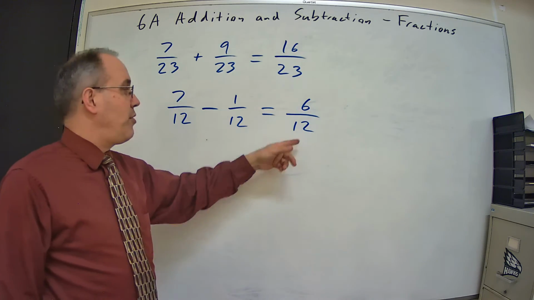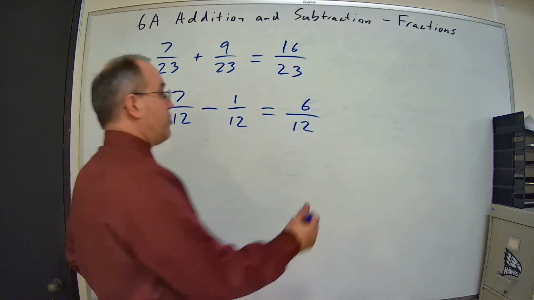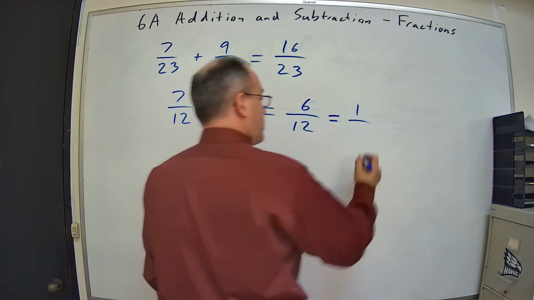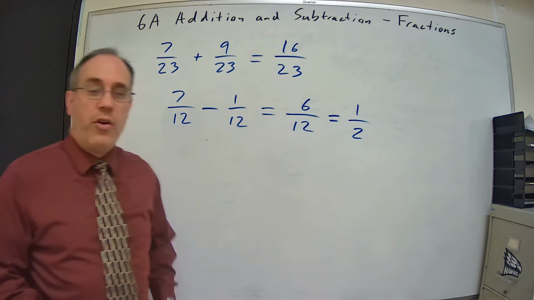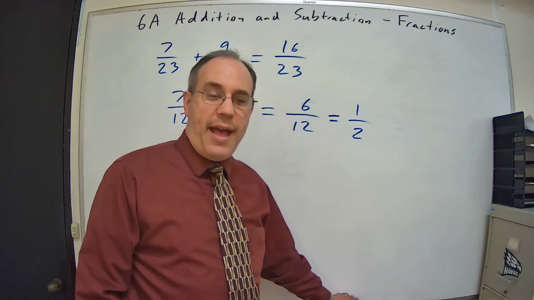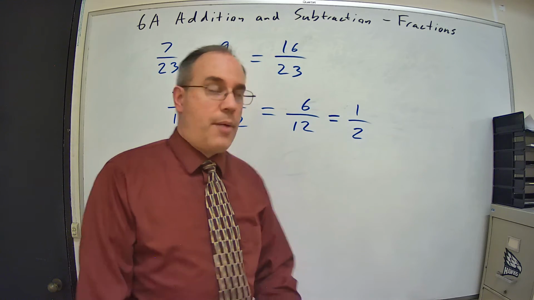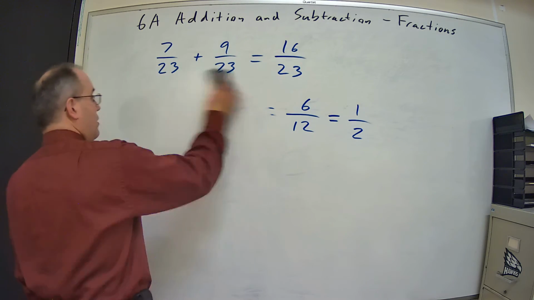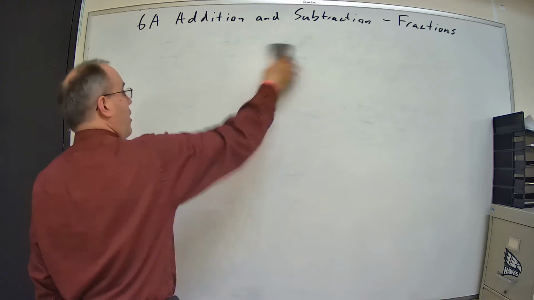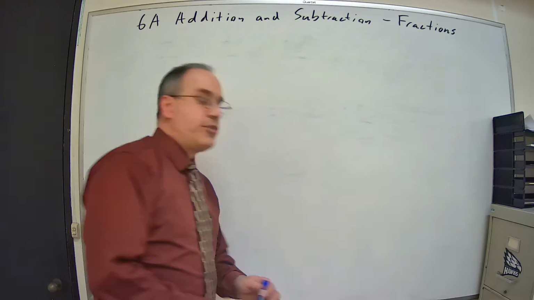But 6/12, we see we can reduce that. They're both divisible by 6. 6 divided by 6 is 1. 12 divided by 6 is 2. And we end up with 1/2. So as I said, not bad when you're dealing with a common denominator. If we don't have that common denominator, we're going to have to do a little more work.